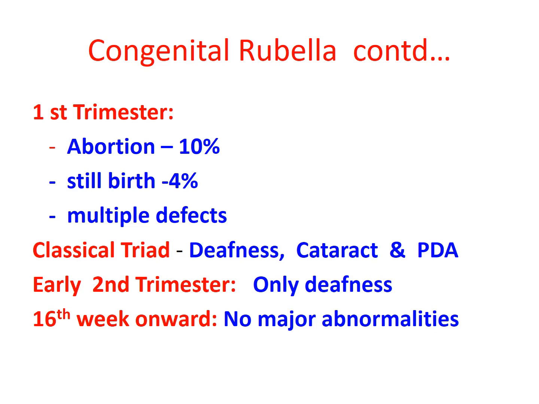And the main defects show a classical triad of sensorineural deafness, cataract, and patent ductus arteriosus. So heart, eyes, and ears. These three are mainly affected, and usually most babies have this classical triad. In the early second trimester only deafness is seen, and from 16 weeks onwards there are no major congenital malformations.